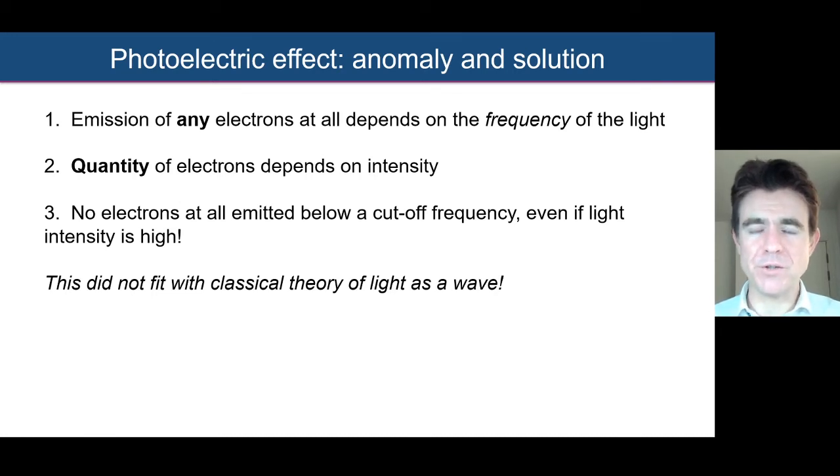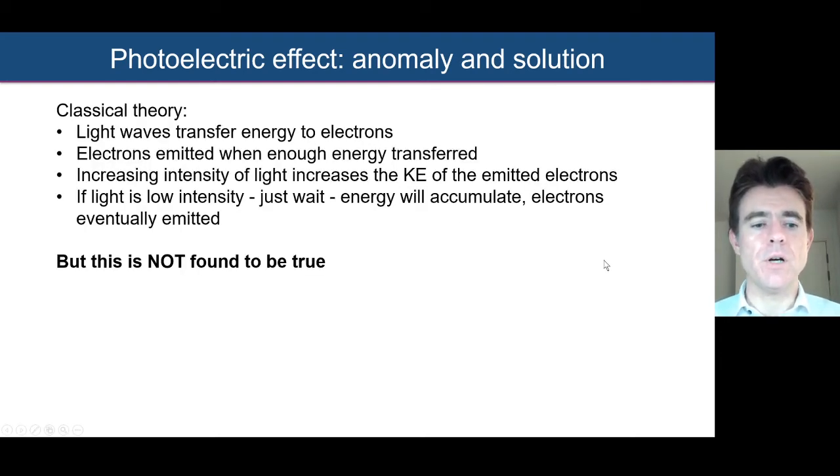But the problem is, in terms of classical physics, this made no sense whatsoever. So what was the classical picture? Well, classically, we would have expected the following: that light waves, you can think of them as a bit like a way of warming up or depositing energy in the electrode. In other words, the light waves are incident on the electrode, they transfer energy as you keep shining the light, and then eventually, when enough energy has been transferred, the electrons are liberated from the surface. That would have been the classical wave theory of light.